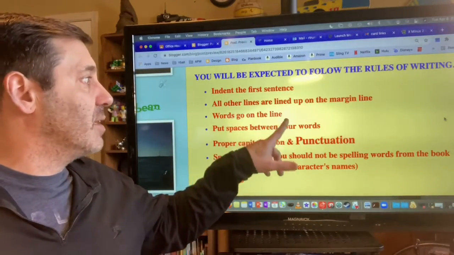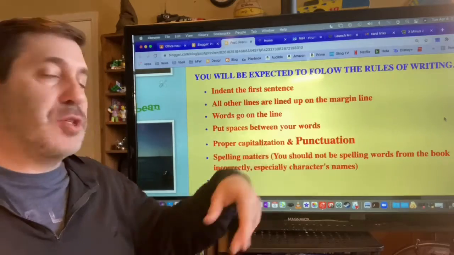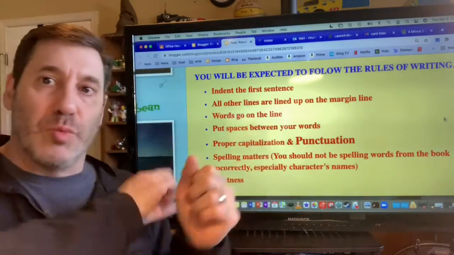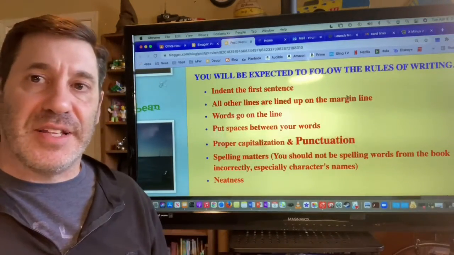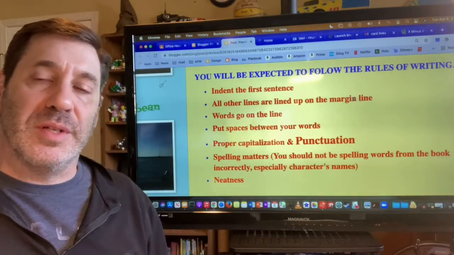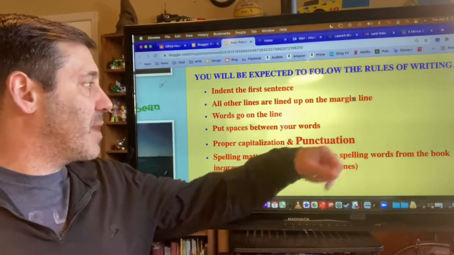Words go on the line, guys. Put spaces between your words. So many of you guys, when you write, you just write one big long line, and it's very hard to see the spaces between your words. Make sure that your words have spaces between them.